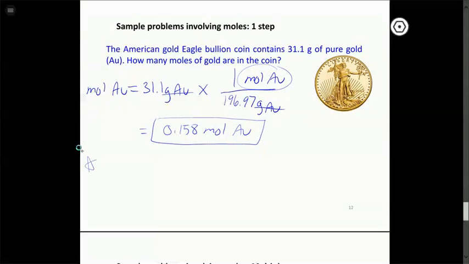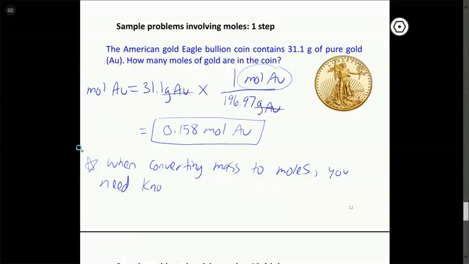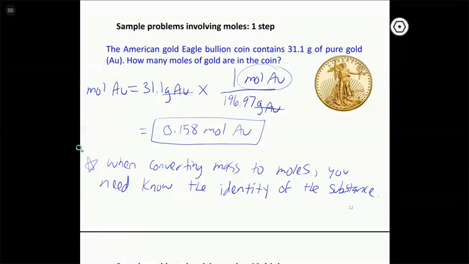All right, so then the important key point for this type of problem is, when converting mass to moles, you need to know the identity of the substance because you need to know its atomic mass. All right, so we set up this problem with the atomic mass of gold, but if it was some other substance, we would need to use the appropriate atomic mass. So unlike Avogadro's number, every substance has a different atomic mass, and you have to make sure you use the correct one when you're converting from mass into moles. Okay, so that's the difference here with this one.